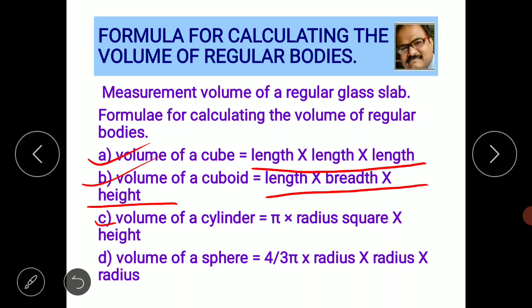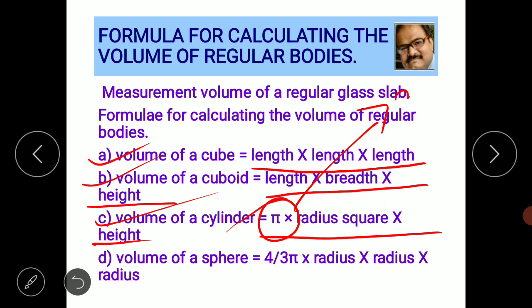And if we have to find out the volume of a cylinder, then pi multiplied by radius square multiplied by height. Now here a question arises, what is pi? The value of pi is 22 by 7.